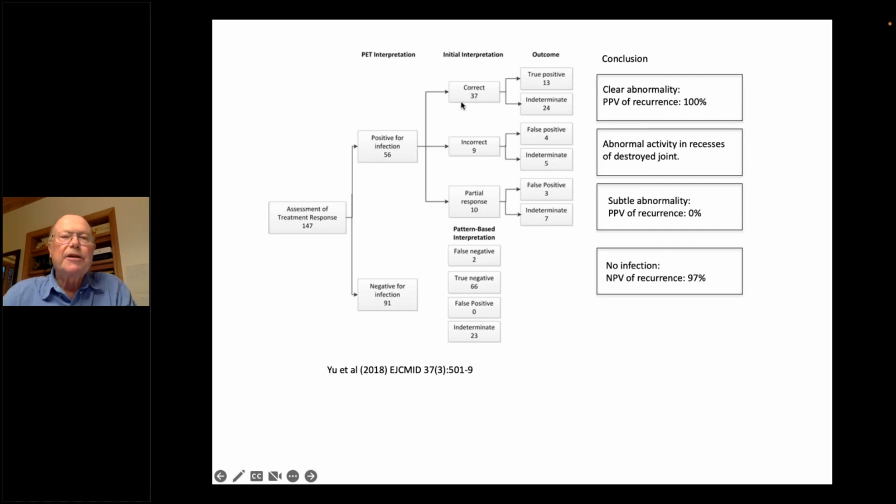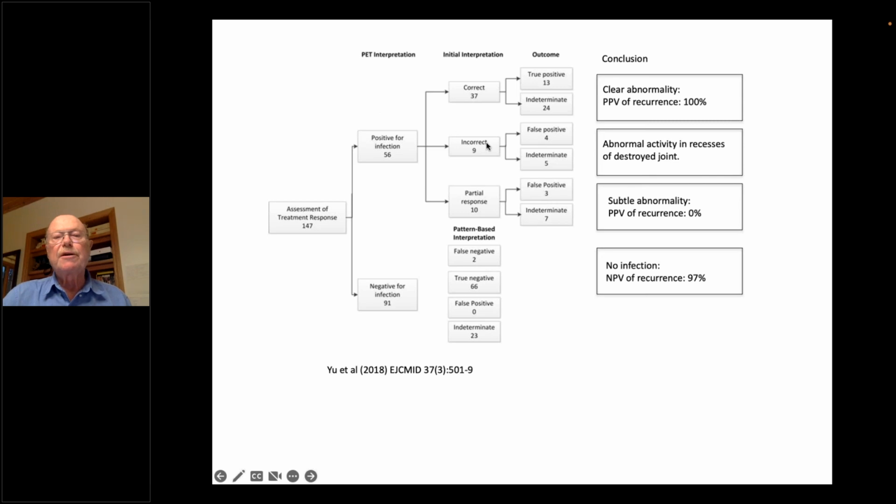If the interpretation was positive for infection and on review it was deemed to be correct, the indeterminate patients had continued antibiotic therapy, so we couldn't differentiate those with a persistent infection that needed the treatment from those who had already been successfully treated. But where antibiotics were withheld, all patients had progression of infection or recurrence.